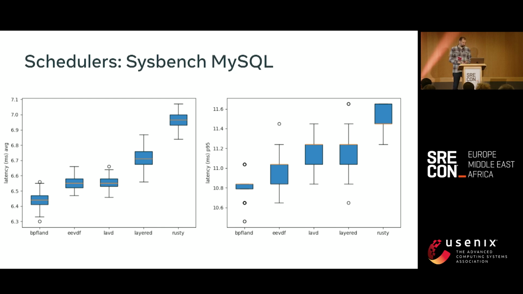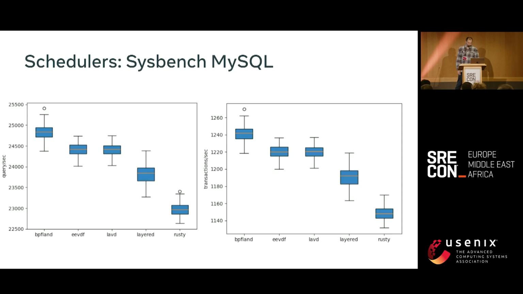EEVDF is the default scheduler in kernel 6.12, which I believe this was run on. And then you can see some of the other schedulers, if you don't run them with specific configuration, they may not perform as well. So here's some query throughput as well, of transactions and queries. And you can see BPF land performed extremely well in that regard.